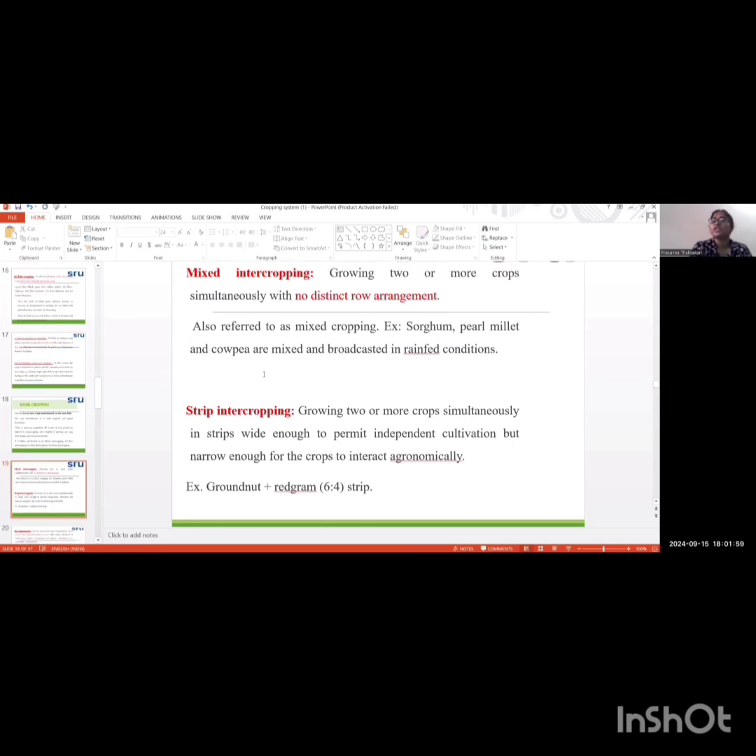Mixed intercropping means growing two or more crops simultaneously with no distinct row arrangement. The row arrangement is not distinct, and you can grow any number of rows of a particular crop. There is no particular count. Mixed intercropping may also be considered as mixed cropping. An example is sorghum, pearl millet, and cowpea mixed and broadcasted in rain-fed conditions. In mixed intercropping, you can mix whatever seeds you want to sow in that particular field, and you can broadcast it.